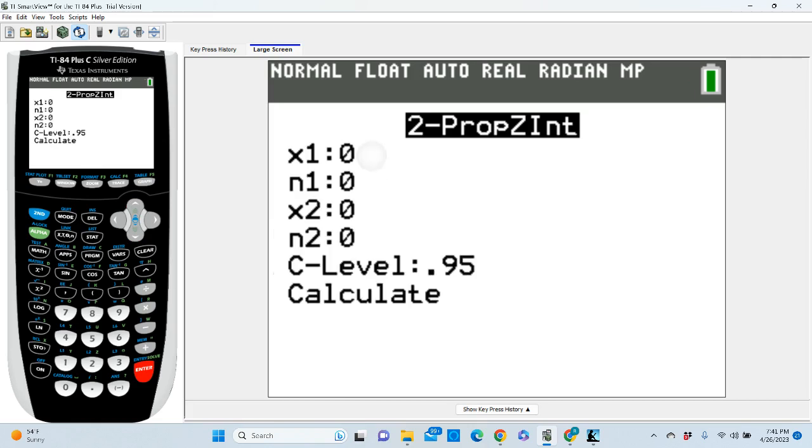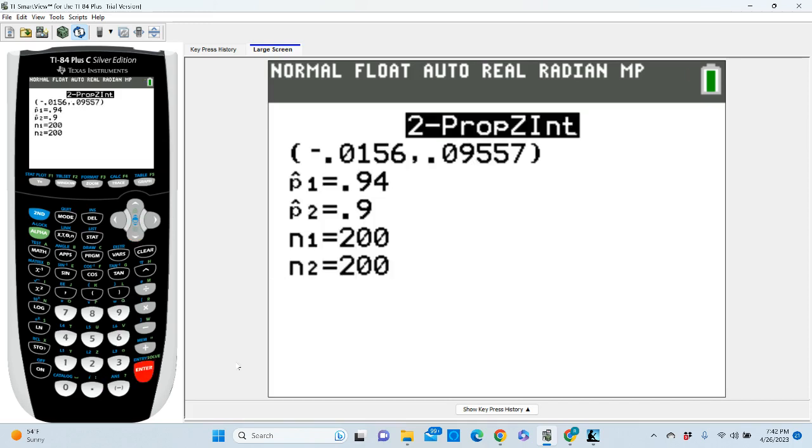Here you go. It's taking everything as counts. We had 188 parts meet specifications out of 200 in day shift. I'll make the second one night shift because we did day shift minus night shift. So day shift is X1, N1. Night shift is going to be the 180 out of 200. And that's really all the calculator needs. The calculator wants a 96% interval here. I'll hit calculate. And there it is.